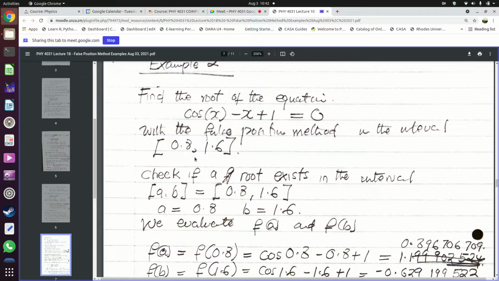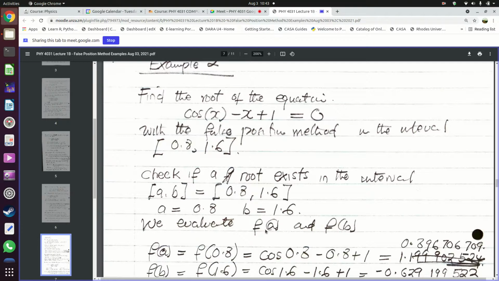So the first requirement when you are using this method, the false position method, I'll mention it again, is that you have to make sure that the bracket is small. If your bracket is large, then this is going to take longer to work out. So make sure that your bracket is quite small. In this case, it's just a thickness of 0.8. So your A is 0.8, your B is 1.6.